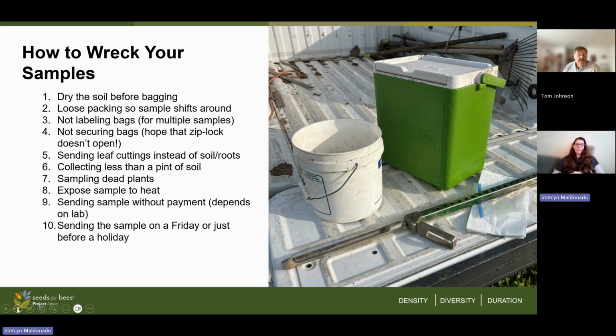You don't want to send a sample without payment or without a plan for payment. So these people, they do have to pay their own bills, so they're not going to be processing a sample without an idea that they're going to be paid for it.